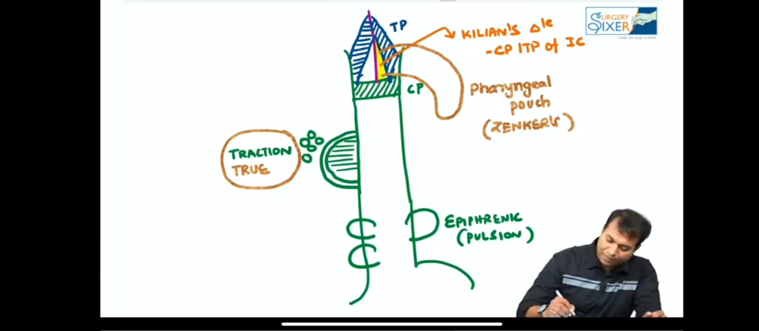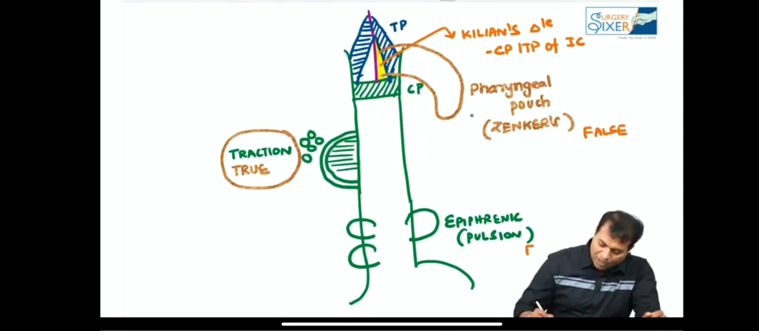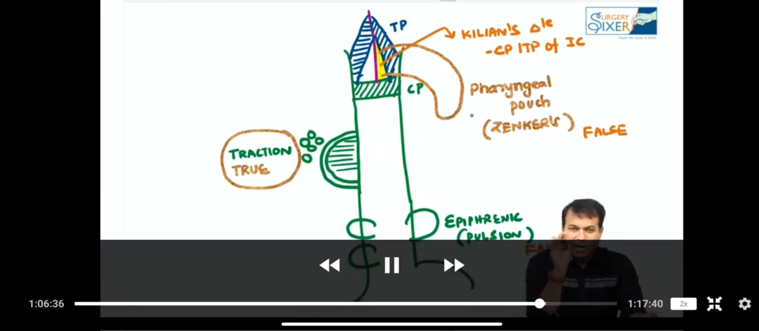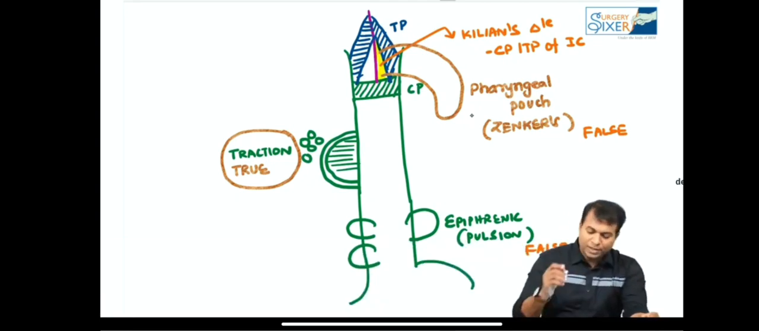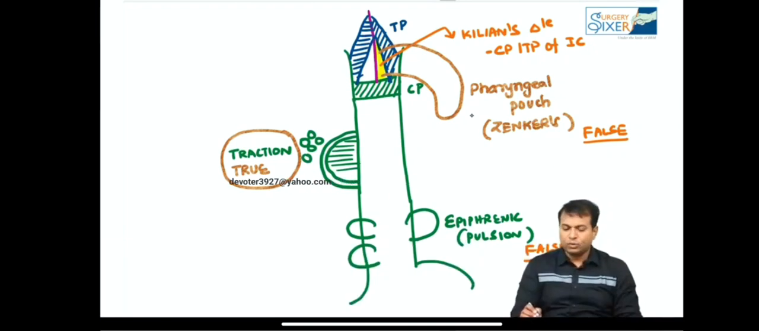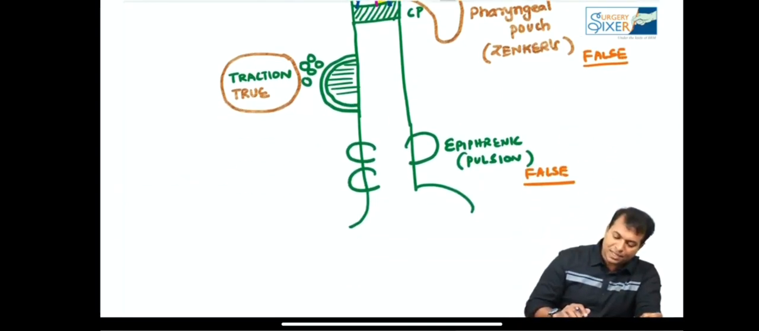Zenker is a false diverticulum. Epiphrenic diverticulum is also a false diverticulum. I hope you know what is true and false. A true diverticulum contains all layers like mucosa, submucosa, and muscle layer. A false diverticulum does not contain the muscle layer. Okay, so please don't forget these 3 headings. Now let us discuss one by one in detail.